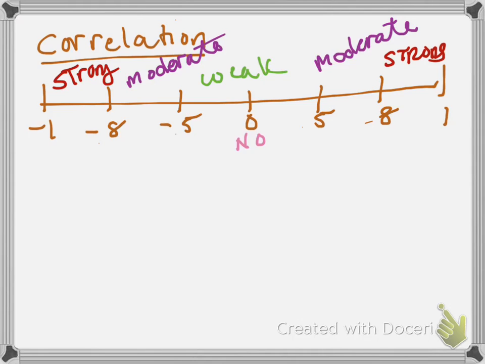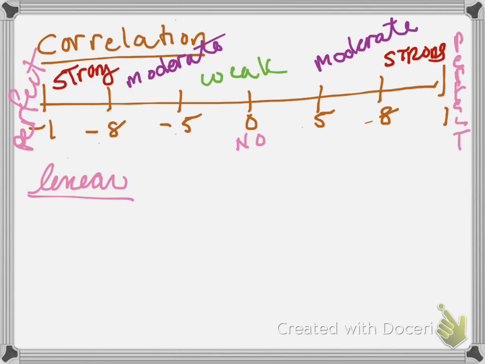And for -1, I'm trying to get this so I could write perfect. That's y equals mx + b with a negative slope. And then this is also perfect. P-E-R-F-E-C-T, okay? So if I was to ask you about a correlation, and I gave you the number 0.58, you would say that there's a positive, moderate correlation between the two variables. Now, correlation only works if it's linear. So it has to be a line.